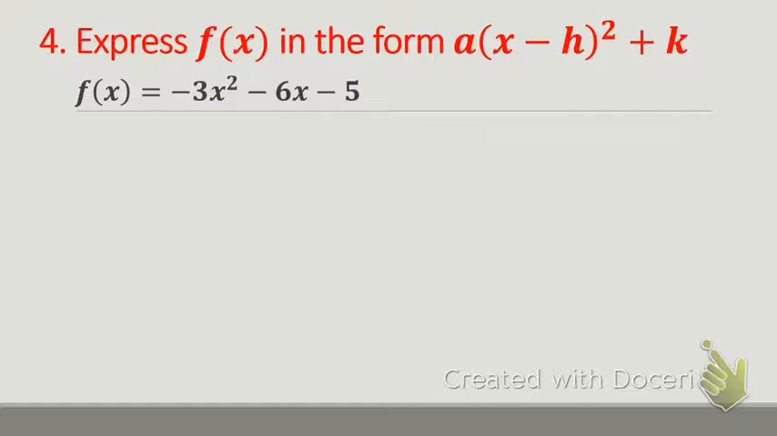We need to put this in vertex form. What do I want to do first? Yep. Let's get that 5 on the other side. So I'm just going to ignore my function notation for right now, and I'm going to kick him to the other side.